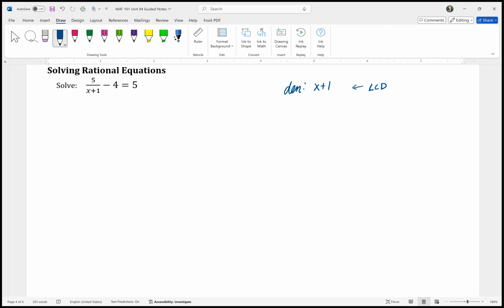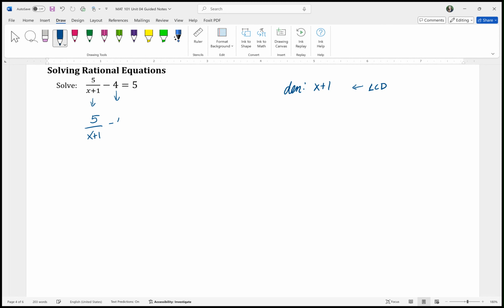Our next step is to change all of these terms to have a denominator of x plus 1. So we're going to take each term individually. Let's start with 5 over x plus 1. And every time I write a term down, I'm asking myself, does it have the denominator x plus 1? And if not, what do I need to multiply by to make it have that denominator? In this case, we already have the denominator x plus 1, so this term's going to just stay as is.